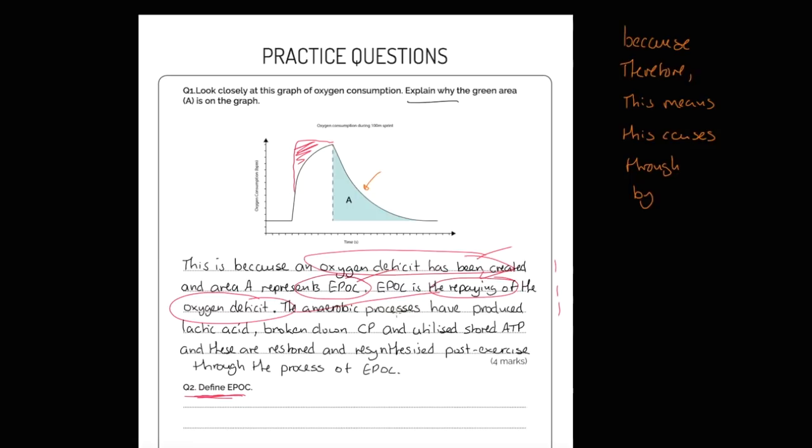The anaerobic processes, so I'm saying it's anaerobic in the oxygen deficit, have produced lactic acid, broken down CP, and utilized stores of ATP. So that's what's happened here. And these are restored and resynthesized post-exercise in the process of EPOC. And there, hopefully, is my max, okay? Now, would I get some extra credit for saying produced lactic acid, broken down CP, utilized stored ATP? Possibly, but I'm ultimately being asked about this, so it's about resynthesizing those things, okay? So there's one little answer for us.